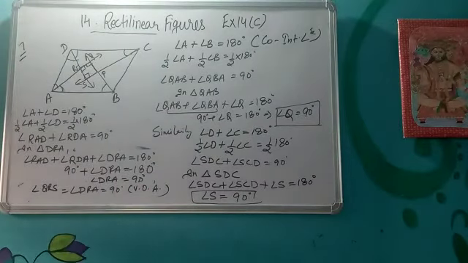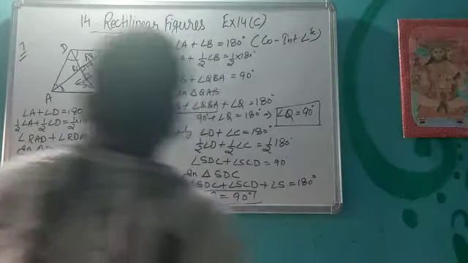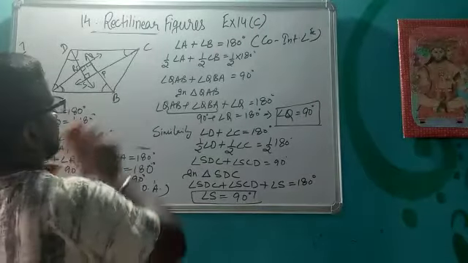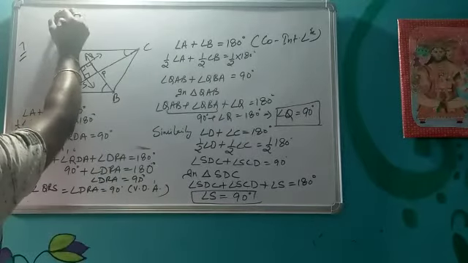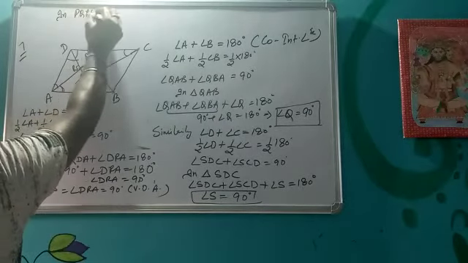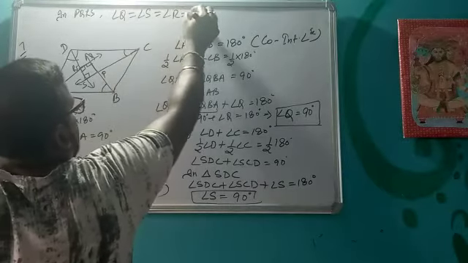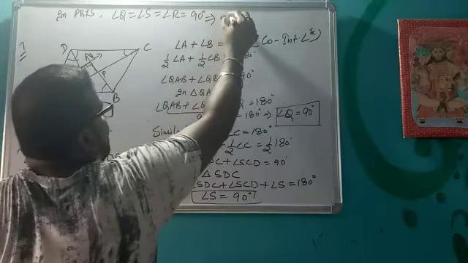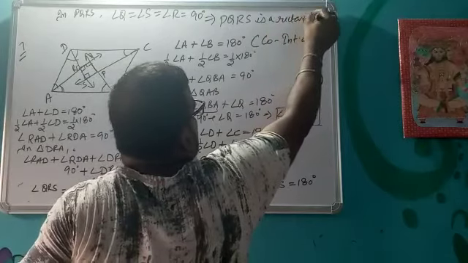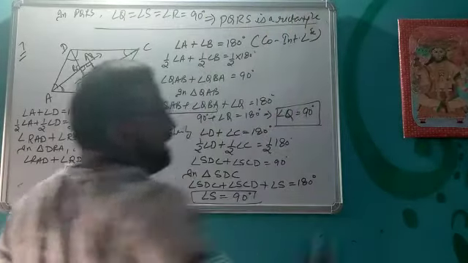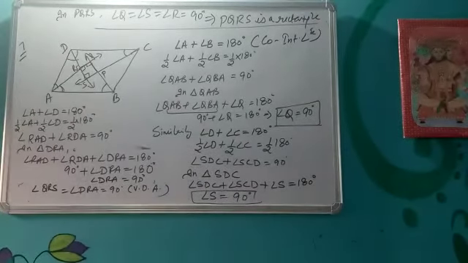Now we can say that, what will be our final statement? Now we can write in PQRS, angle Q equal to angle S equal to angle R equal to 90 degree. That means PQRS is a rectangle. Since three angles are 90 degree, the fourth will automatically be 90 degree. So therefore PQRS is a rectangle.